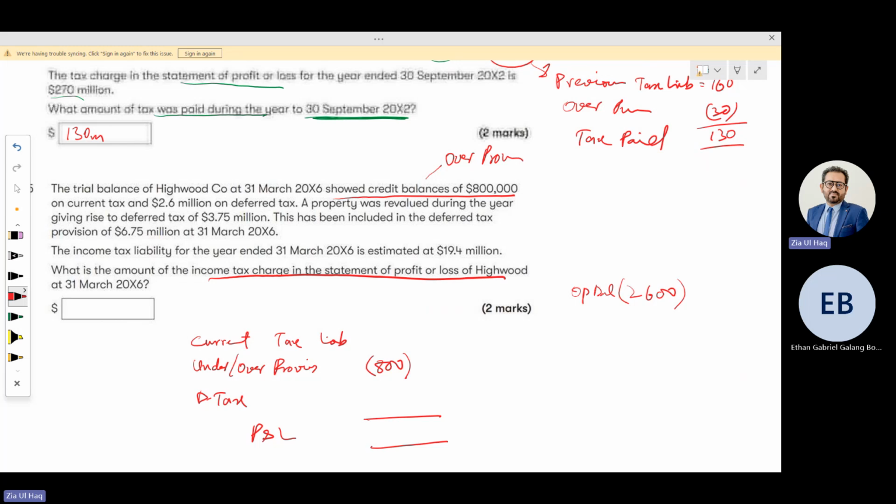A property was revalued during the year, giving rise to deferred tax of 3.75 million. That means relating to revaluation, the deferred tax liability is 3.75 million. This has been included in the deferred tax provision of 6.75 million at 31st March. 6750. What's the difference? 4150. Out of this, how much is for revaluation? 3.750. What is relating to other profit? 400. Yeah, 400.